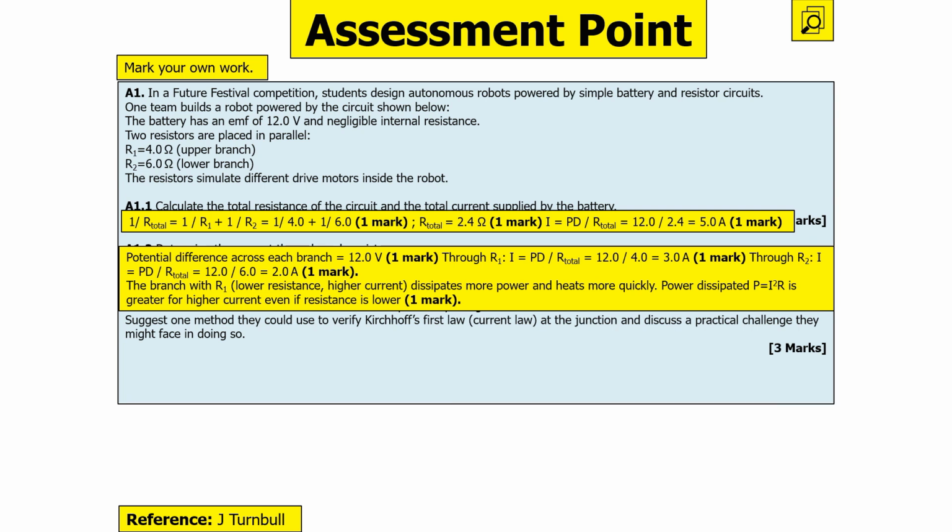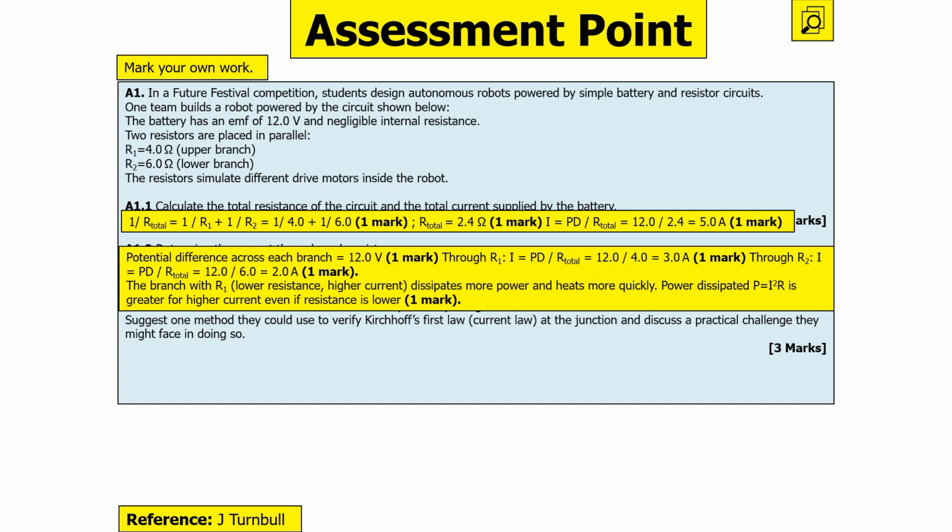Now we know in R1 the current is equal to PD over the resistance of R1. So it's 12 over 4, it's 3 amps. Again in R2, it's 2 amps. This tells us the branch with R1, the lower resistance and higher current, will dissipate more power and heats more quickly. Now the power dissipated, P equals I squared R, is greater for higher currents because it's I squared, even if the resistance is lower.